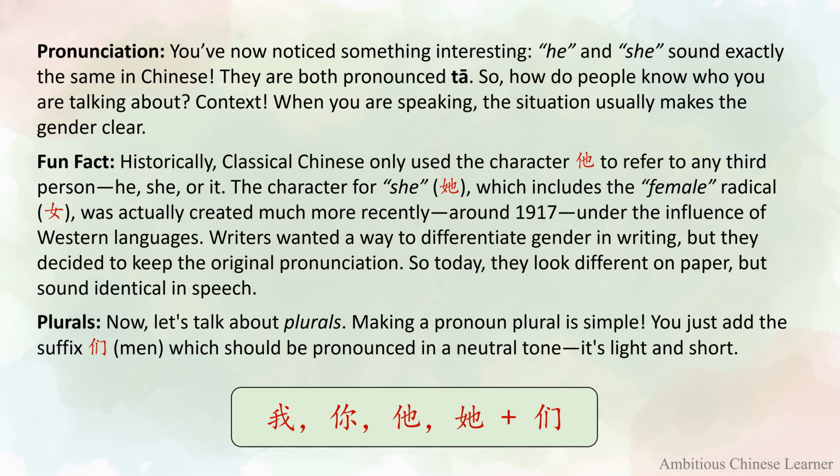Now, let's talk about plurals. Making a pronoun plural is simple. You just add the suffix 们, men, which should be pronounced in a neutral tone. It's light and short.